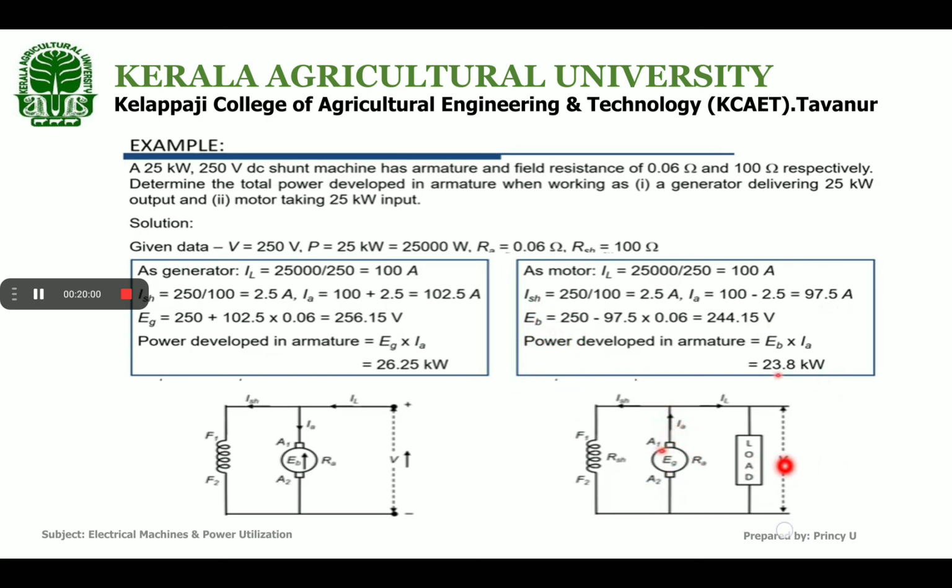Here the input voltage is V and Eb is the generated EMF. So Eb is equal to V minus IaRa. Here the input voltage V will be the higher value. So from the input voltage V, subtract the losses and we get Eb. And we know that the mechanical power developed is Eb into Ia. So once you get the back EMF, just multiply it with Ia and you will get the power developed in the armature as a motor, which is 23.8 kilowatt. Okay. Okay, thank you.